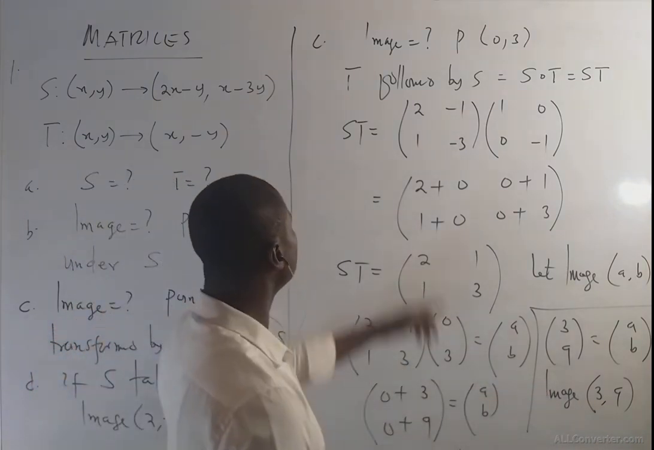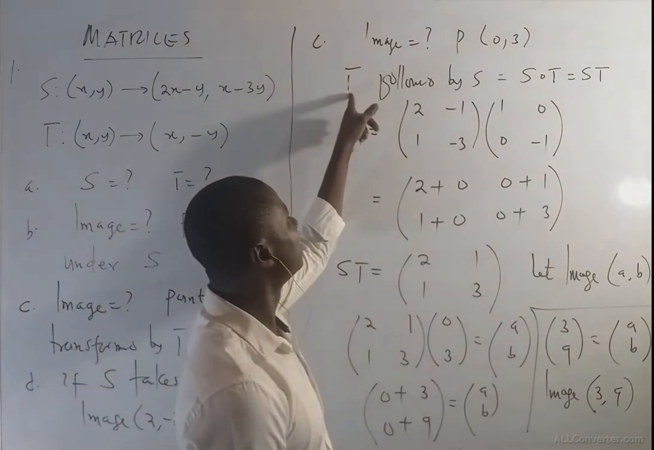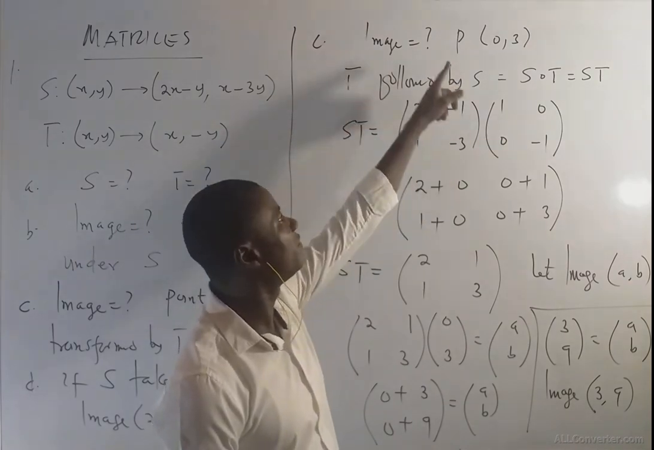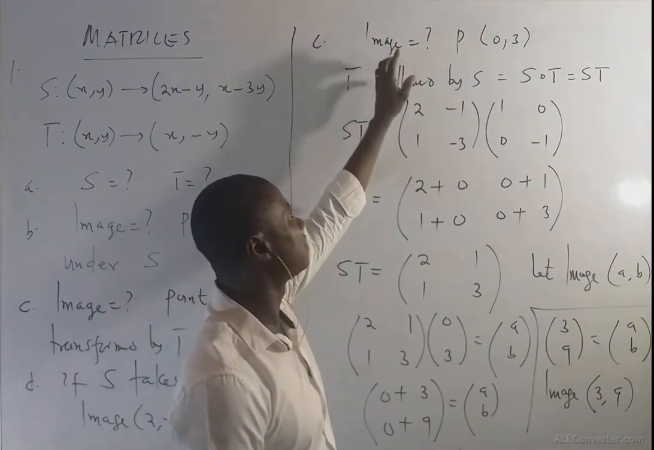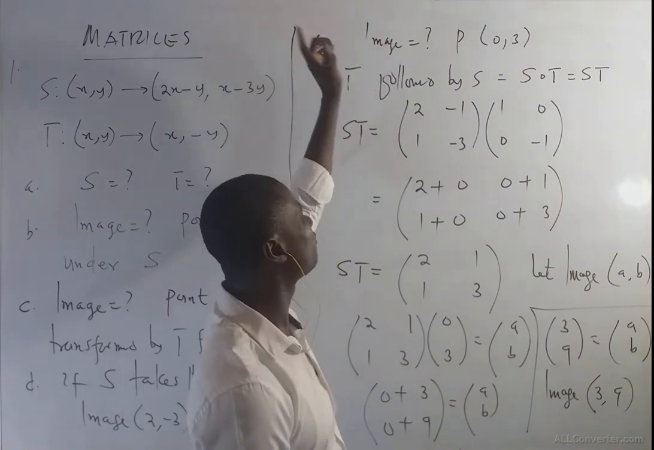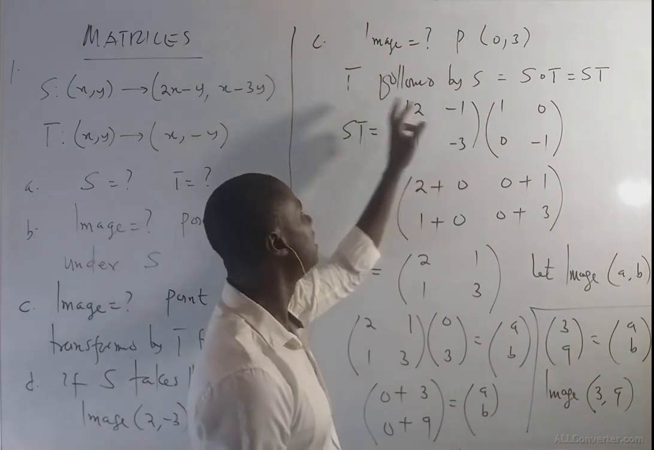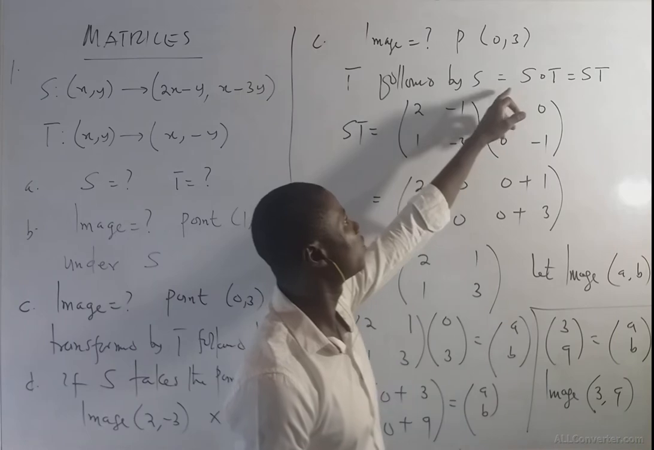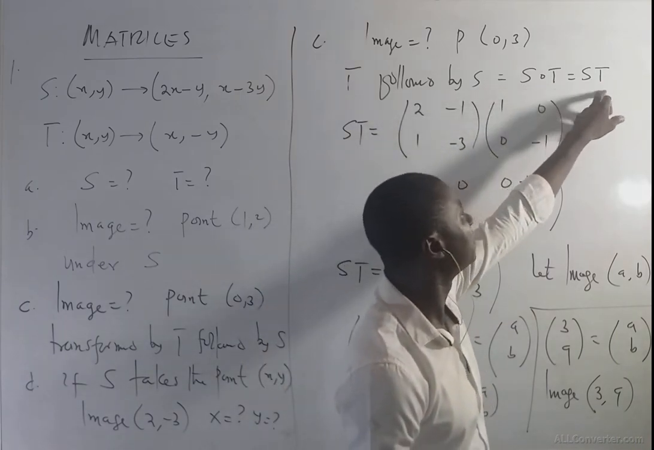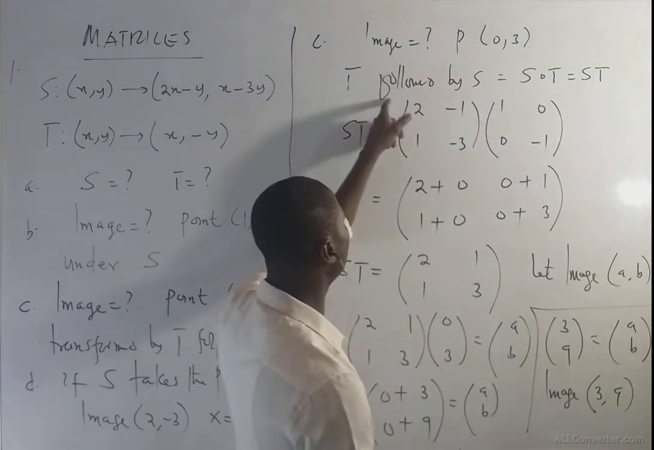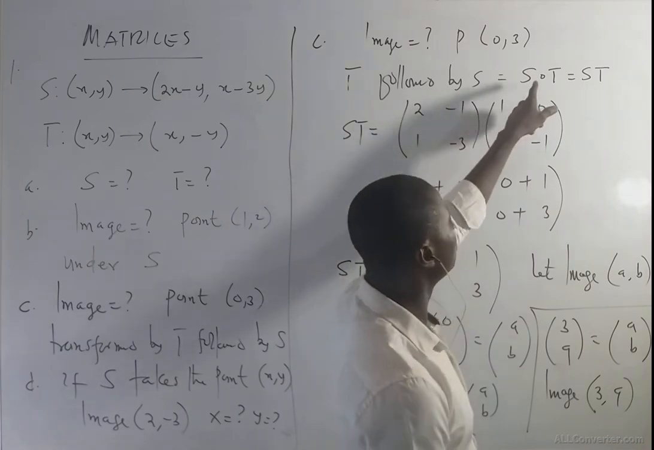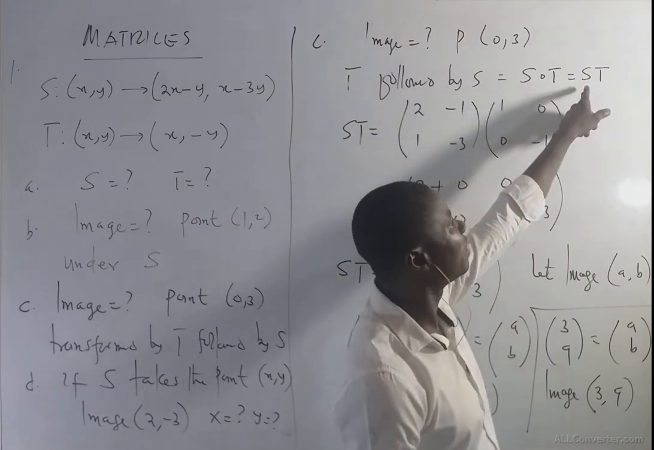Don't forget, this is the most important thing. It's T followed by S. You are given the point and you have to find the image. But we were told that it is transformed by T followed by S. And T followed by S is S of T, and this is equal to ST. Take note, if it was S followed by T, then it would have been T of S, and that would have been equal to TS.